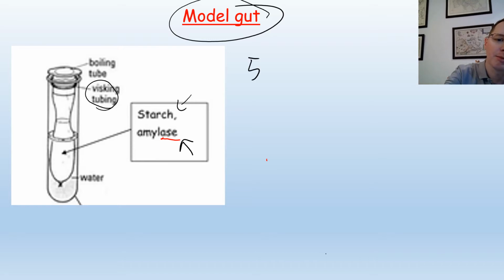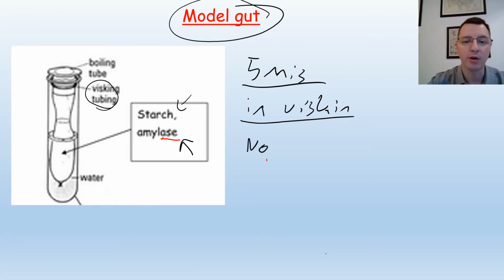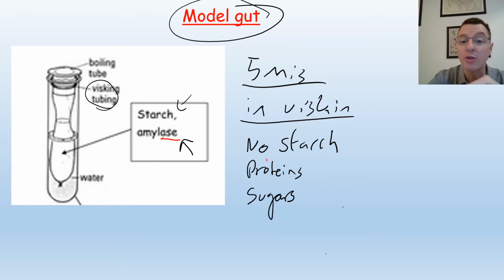So after 5 minutes, inside the Visking tubing, you will have no starch. You might use the iodine test and you'll find that there is no starch inside the Visking tubing, but we have proteins present in the form of the enzyme amylase, and that we have sugars present. So you may have used Benedict's solution. So the question is, what's happened to all of that starch? Well, it's clearly been broken down and turned into sugars.